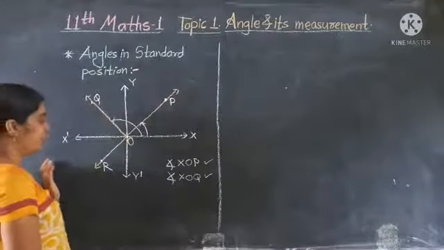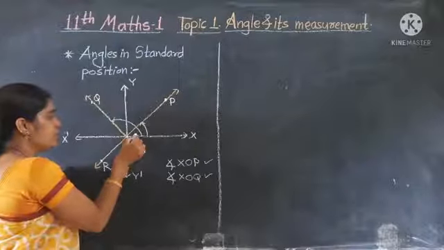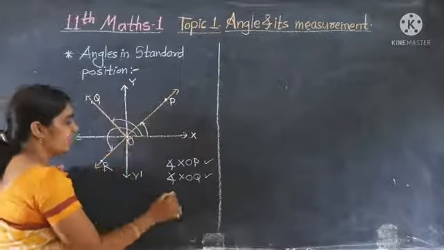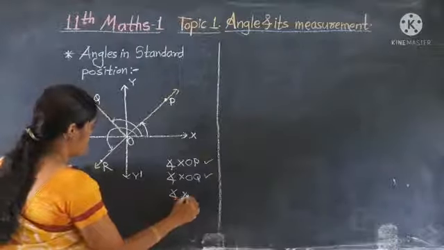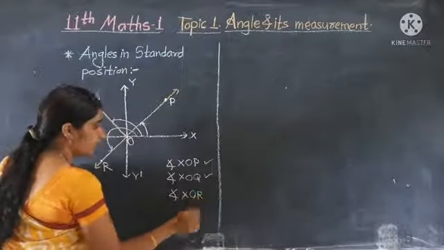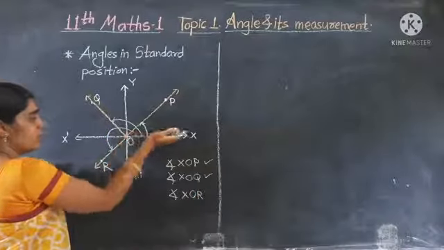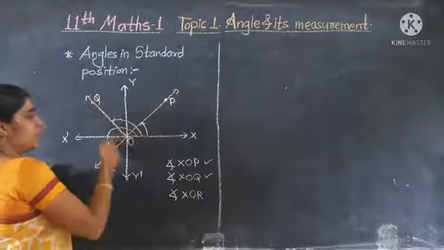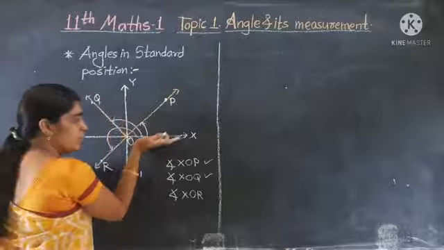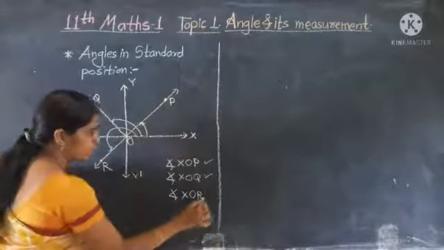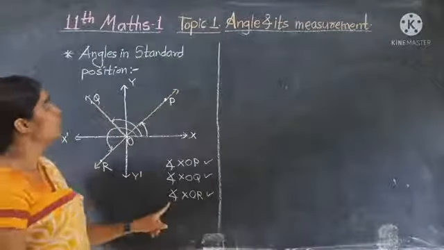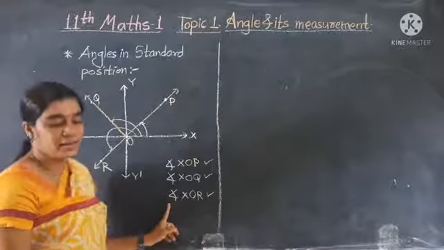standard position angle. Here, if you take in this way, directed angle XOR. See here XOR means here, this is also vertex is O and initial arm is on positive x-axis. So it is also standard position angle.